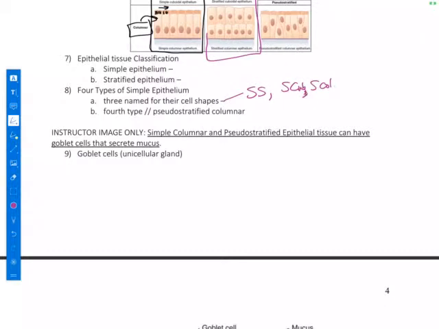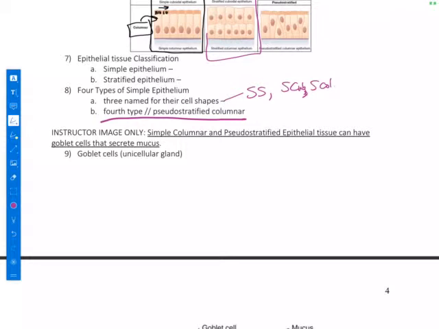And then we have a fourth type. The fourth type is pseudo stratified columnar. This is unique because not all cells reach the free surface. It looks stratified, but it's really simple. It only has one layer, and the shorter cells are covered over by taller ones. Every cell reaches the basement membrane.